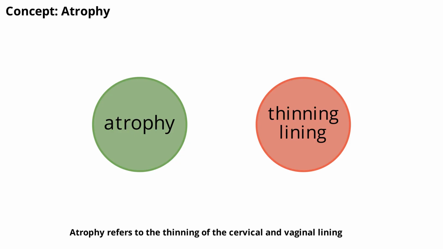Atrophy refers to the thinning of the cervical and vaginal lining, usually after menopause. It's a benign change but can cause symptoms like dryness or discomfort. Atrophic changes are noted in the report for context.